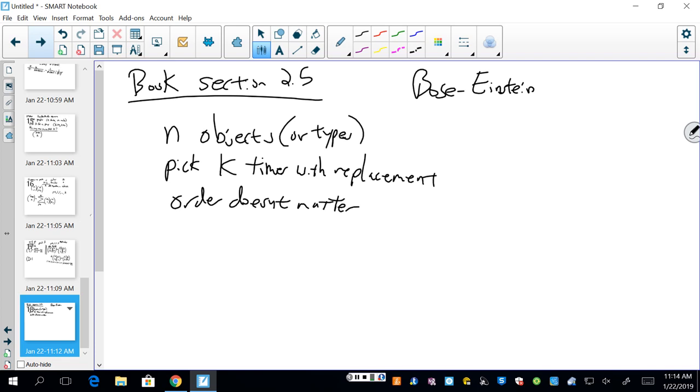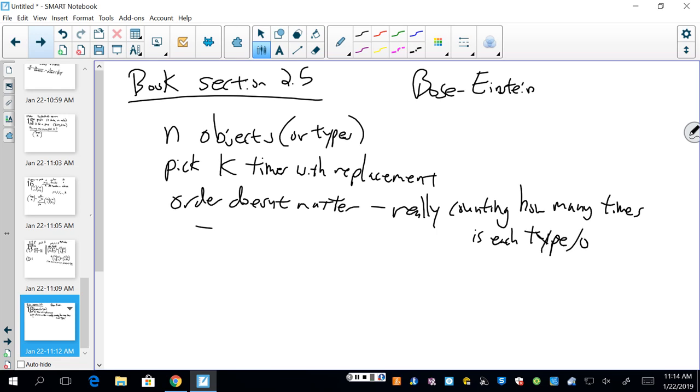So we're really counting how many times each type or object is picked. You're picking 1,000 molecules. How many hydrogen would you get? How many helium would you get? How many oxygen would you get? And so on. This is a little bit different from the other ones.